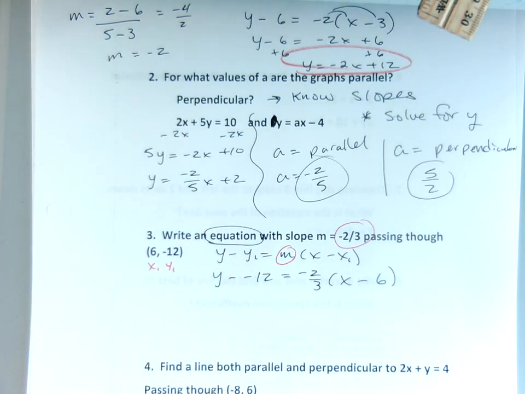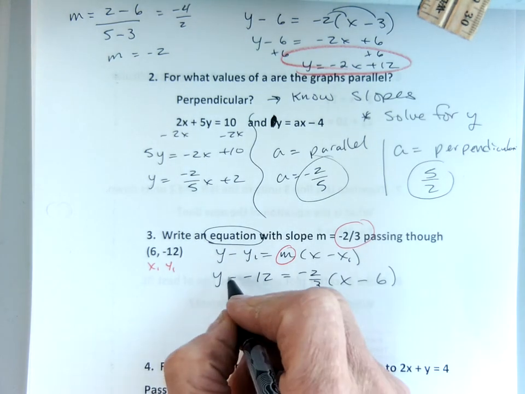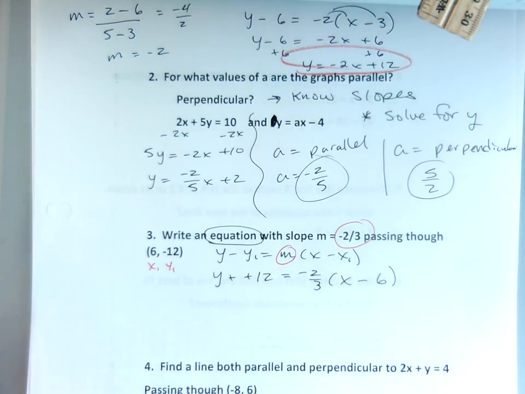Now I would actually take that. I don't like that answer. It's annoying. I'm going to simplify it. Double negative, right? And I'll distribute.